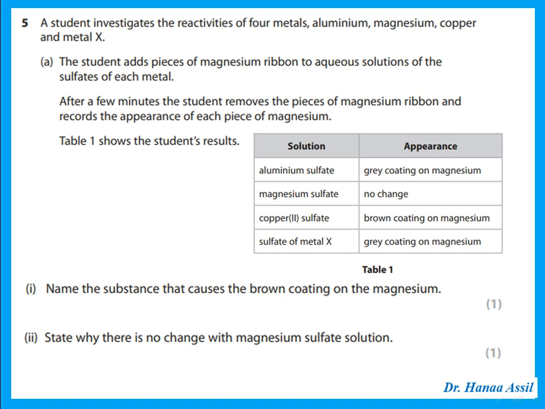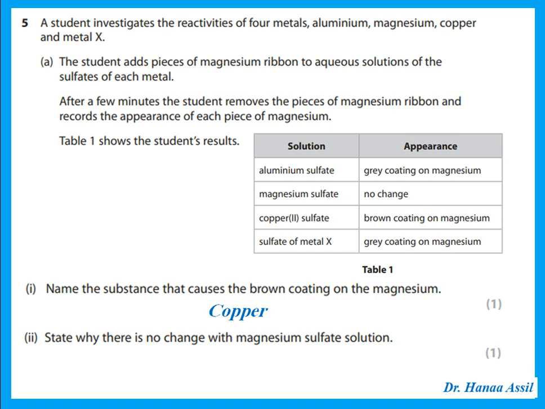Now, name the substance that causes the brown coating on the magnesium. That is the magnesium with copper sulfate giving a brown coating. That is because the magnesium displaced the copper and you got copper on the magnesium. Remember that copper is the only metal that is reddish brown, or we refer to it as brown. All metals are gray or silvery in color except copper, which is brown, and gold, which is yellow.